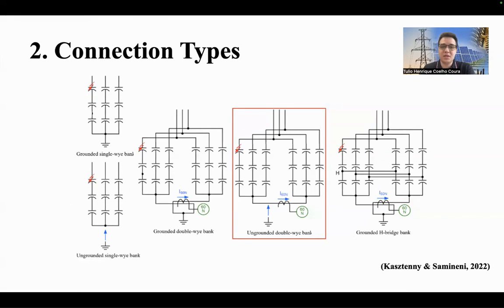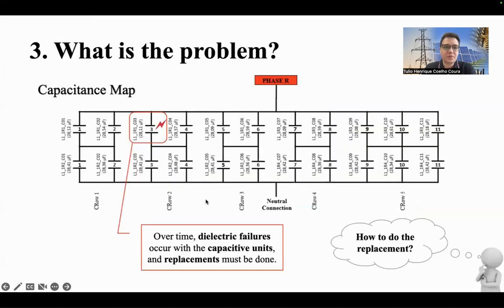So in this case, we are presenting a solution for the double star connection neutral not connected, which we can see in this picture highlighted here. But it's important to emphasize that the solution can be developed for any typology of capacitor banks, as we can see here in this picture. So, but what is the problem of capacitor banks over the time?